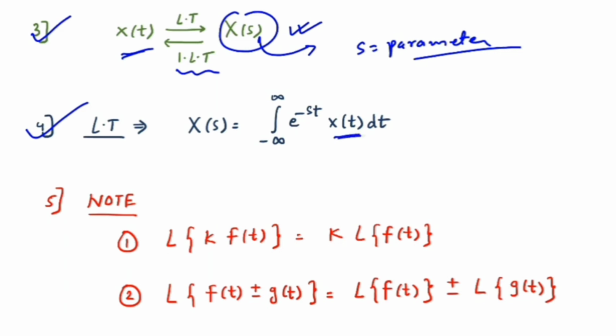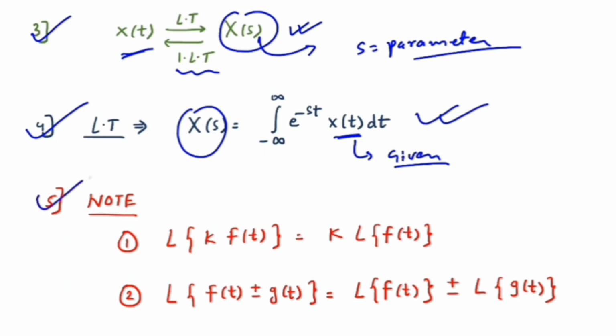So basically you have x of t, this part is given, right? We have a time domain signal. We want the Laplace domain signal, which is capital X of s. Then the formula is the integral from minus infinity to infinity of e raised to minus st into x of t dt. If you solve this integration, you will get your answer, which is a Laplace domain signal.